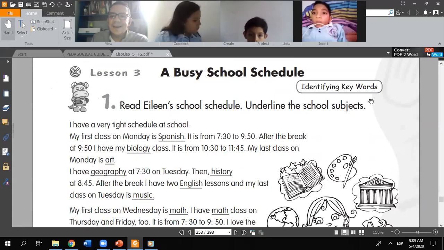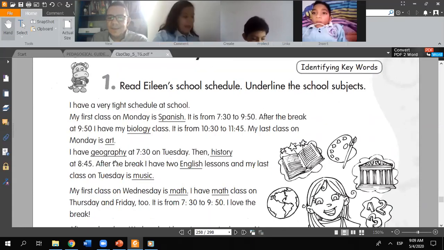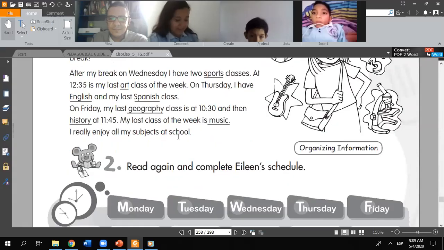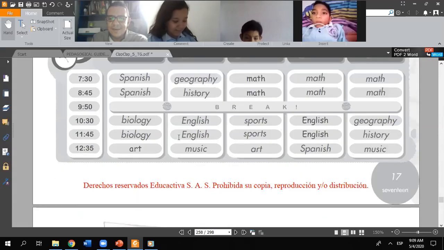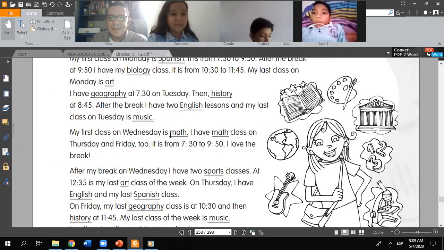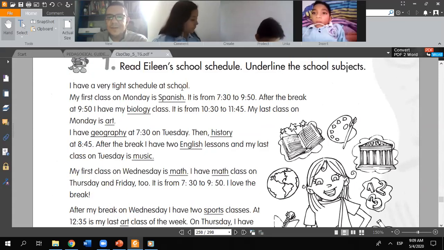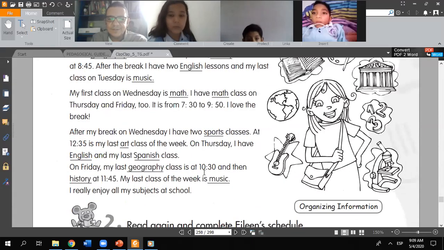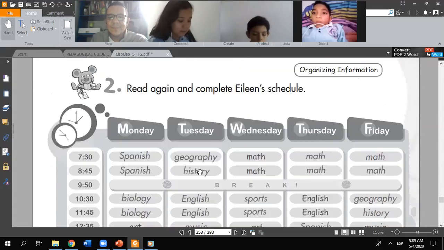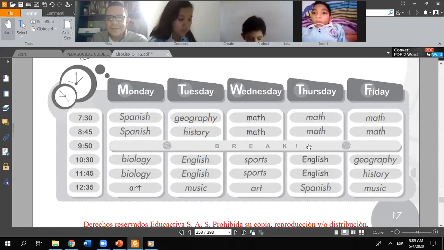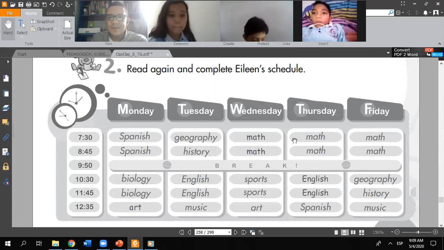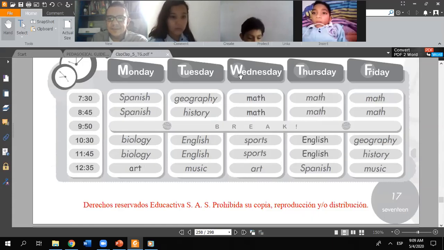You are going to underline the subjects. Acá tenemos algunas asignaturas en el texto. So please, you have to underline. Las colorean, las subrayan, las señalan, como quieran. ¿Listo? En el texto. For example, Spanish, biology, geography, music, math, okay, sports. Con eso hay que completar la 2. And later you are going to complete the schedule, okay? The aliens' schedule, okay?